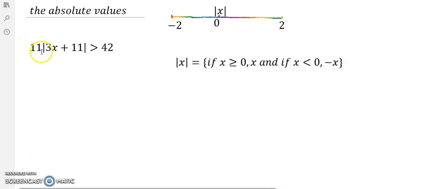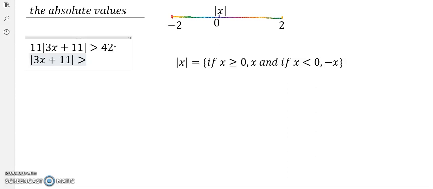Okay, now we've got the absolute value of 3x plus 11 is greater than 42. Okay guys, to solve this, we will divide throughout by 11. Then we're gonna have the absolute value of 3x plus 11 is greater than 42. Oh sorry, I mean 42 divided by 11.